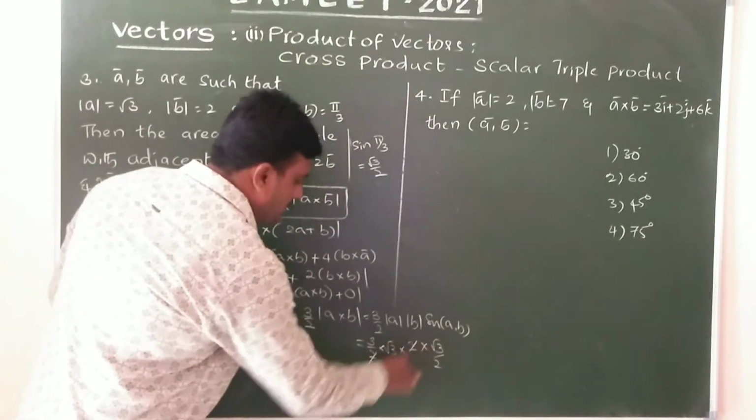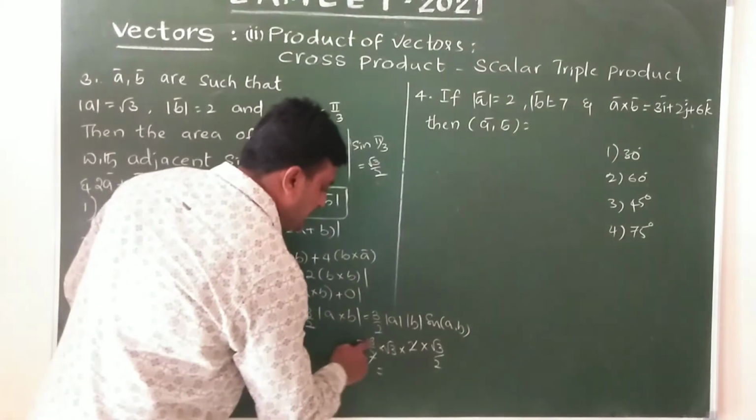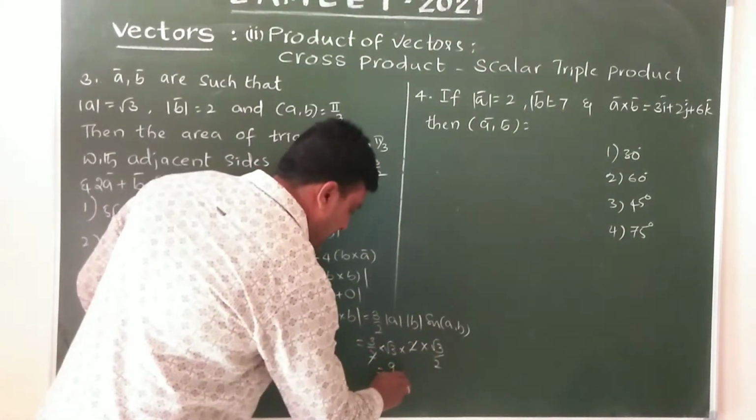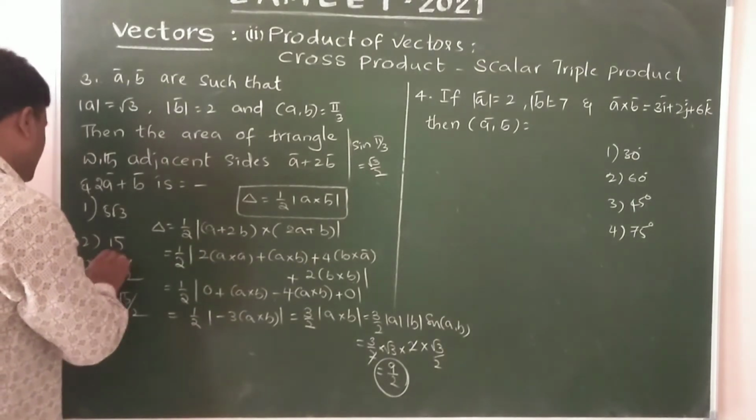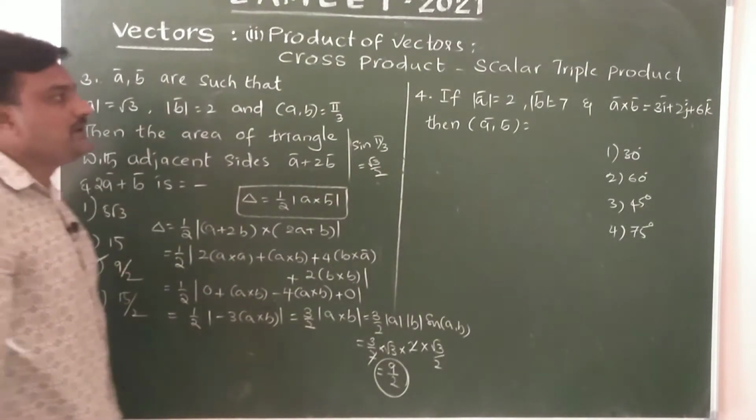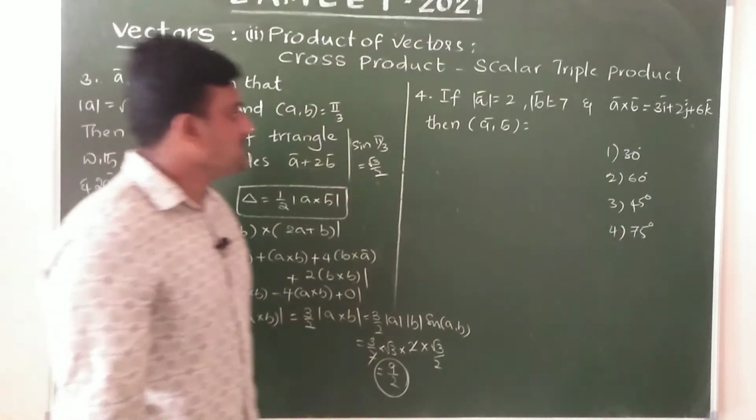Okay, 2 get cancelled. Now 3 into root 3 is 3, 9 by 2. Okay, our option is 9 by 2, the third option. Okay, let us go with the next one.